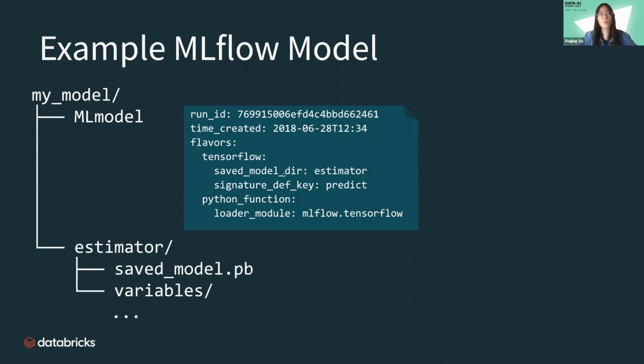So here's a sample MLflow model right here. You have this ML model file, which contains some of the metadata. In this case, we have two different flavors attached to this model, the TensorFlow flavor and the Python function flavor. So this means in any deployment environment, as long as it can recognize TensorFlow and Python function, the model can be deployed in those environments.